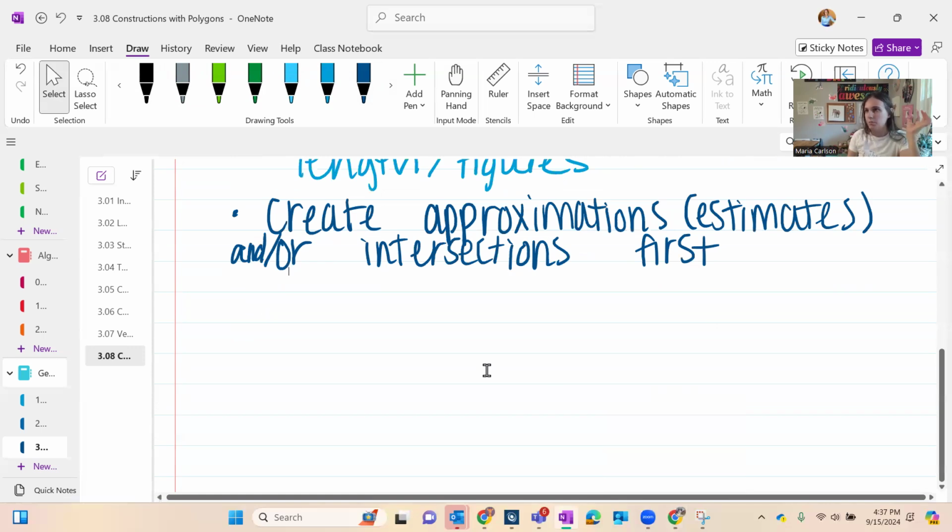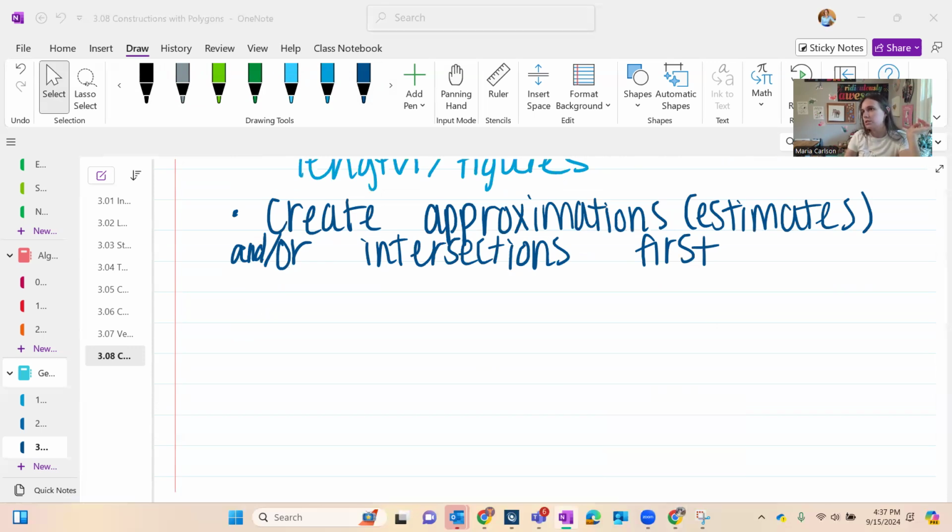Okay. Am I screen sharing the right way? Let's see. I think so.